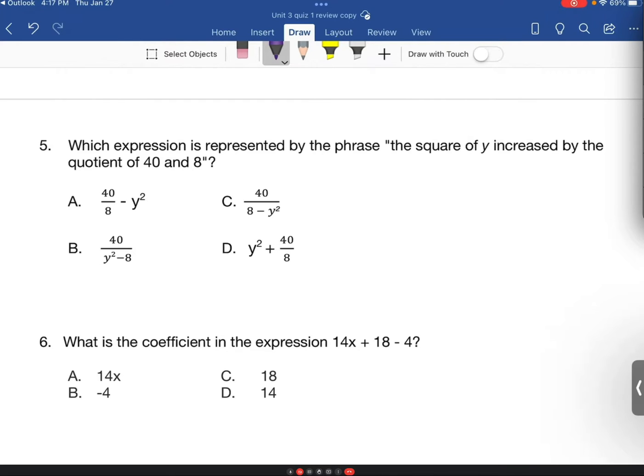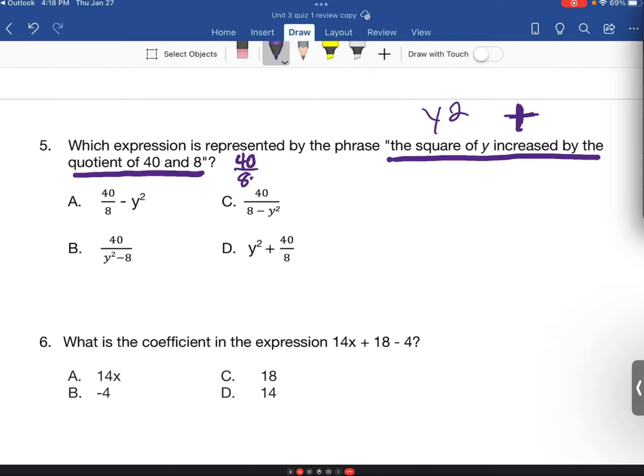Okay, so which expression is represented by the phrase, the square of y increased by the quotient of 40 and 8? So what's the square of y, right? The square of y is y squared, right? And when we increase something, we add it, right? By the quotient of 40 and 8. So the quotient of 40 and 8 looks like this, right? So 40 divided by 8, right?